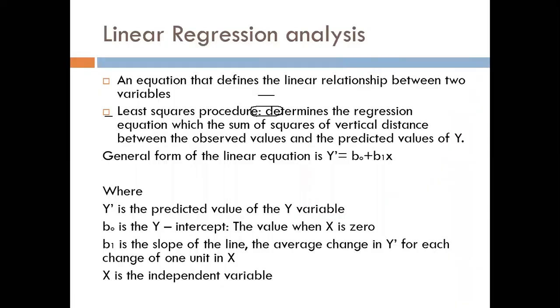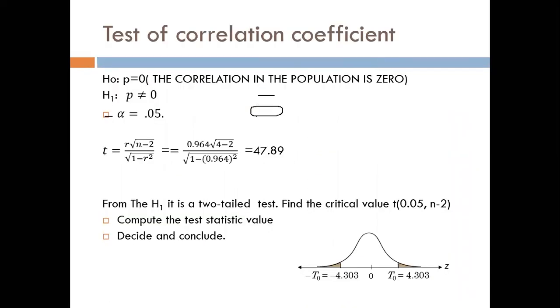Sir, the alpha was 0.05, not 0.025. Yes, but you have a two-tailed test. Always remember, you always check the sign on the alternate hypothesis. So when you read, that gives us our critical values.